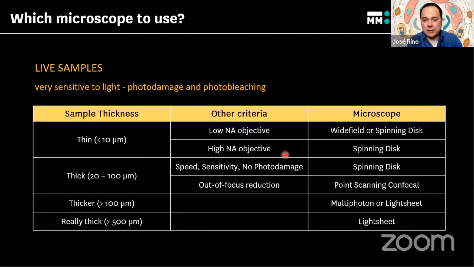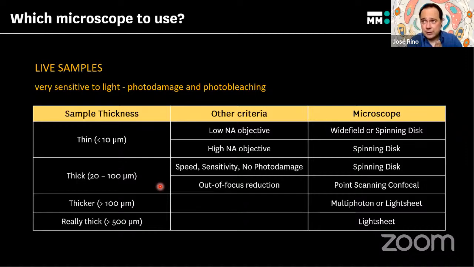If you're using a high NA objective, then spinning disk for sure. For live imaging, as I showed you with your Paramecium sample, you'll be able to section through your sample even for thin 10 micron samples. If you have a sample between 20 and 100 micron, now it's a bit more of a toss-up between the spinning disk and the point scanning confocal. It depends on what you want to do.